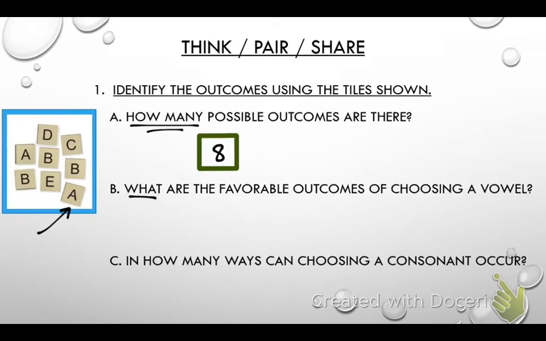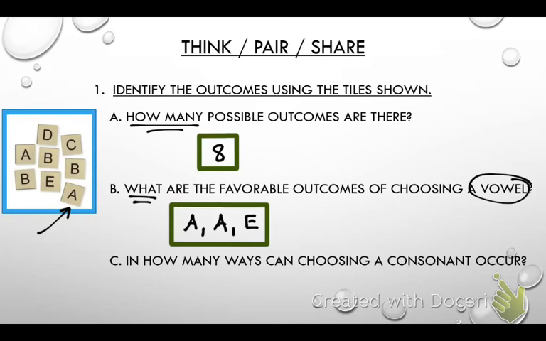I want everyone to underline the word what. That means I am looking for some specific things. If I'm looking for a favorable outcome, what do I want the tile to be right now? A-E-I-O-U. I'm looking for the vowels. So what are the vowels? I don't want a number. I want to know what they are. Abigail. Another A, and an E. Excellent. There are 2 A's, so they are both favorable outcomes. And finally, there was one extra, an E. Let's go to the next one.